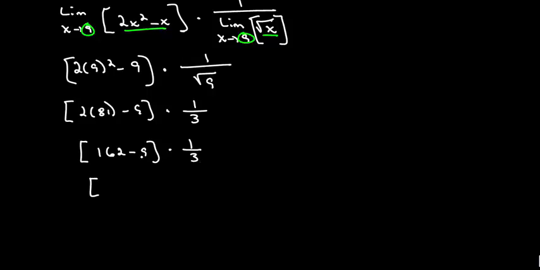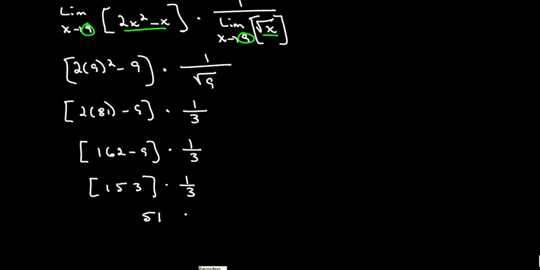But if I do 162 minus 9, that gives me 153 times 1/3, and so that gives me, it looks like the value 51. So if I take 51 and multiply it by 3, I should get 153.